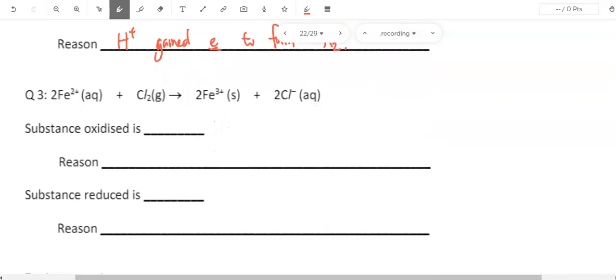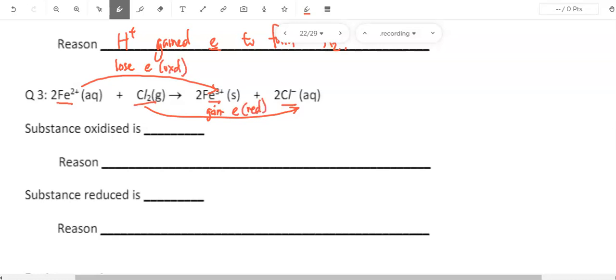Last one, the last example over here. So what I have is Fe2 plus to Fe3 plus. So this is from 2 plus to 3 plus. This is actually lose electron, so must be very clear. This is lose electron. Cl2 to Cl minus. This is actually gain electron. So if I lose electron, this is actually oxidation. Gain electron, this is actually reduction.